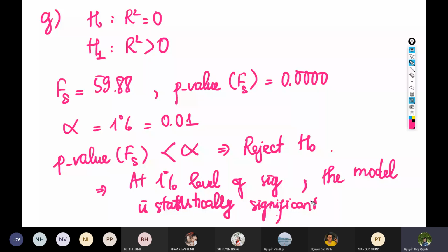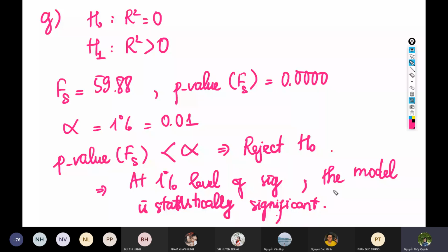Test for testing the overall significance of the model. At 1% level of significance, we see that the p-value of the observed value of F is smaller than alpha, then we reject H0, meaning that the model is statistically significant. All right, so that is for question Z.